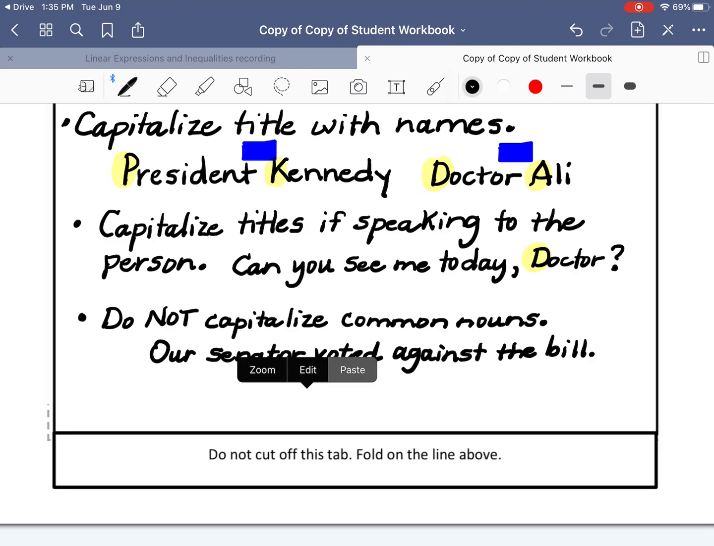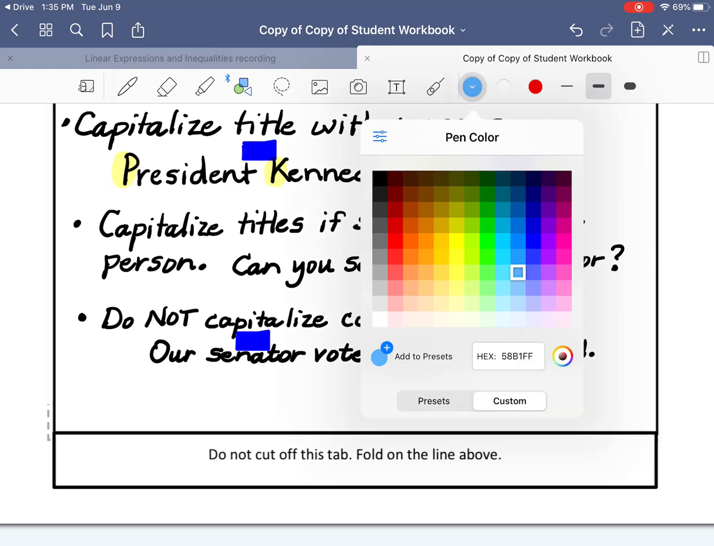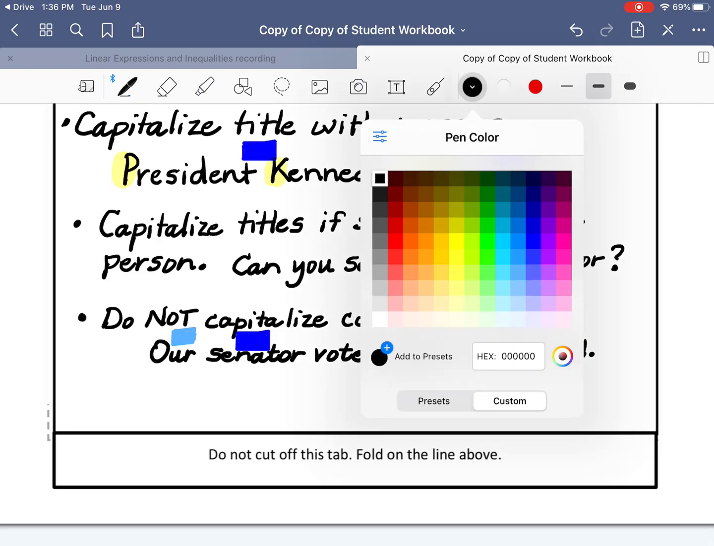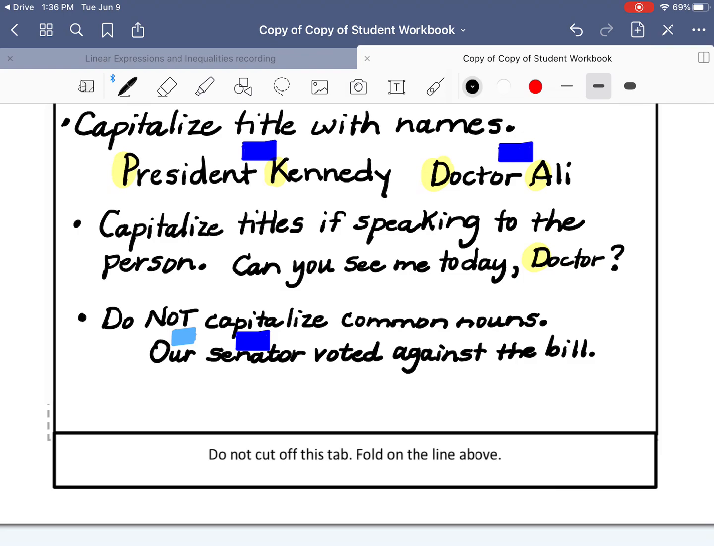Let me put that in there for you. There's the noun. Here is the possessive pronoun. Just like with relatives, when you have that pattern, you're not going to capitalize. Okay. Senator is a common noun there. It's not naming a specific person. Here's another one. Let me think of one that we haven't used. Senator, president, doctor, professor.